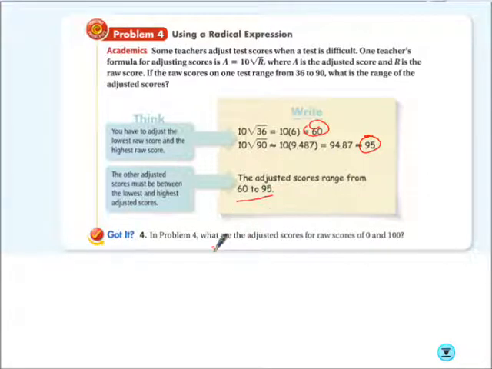So in problem 4, what are the adjusted scores for raw scores of 0 and 100? Well, what's the square root of 0? Please say 0. 0 times 10 is 0. So the adjusted score for a raw score of 0 would still be a 0. For a raw score of 100, well, the square root of 100 is 10, and 10 times 10 is 100. So the adjusted scores for raw scores of 0 and 100 would still be 0 and 100. Okay?